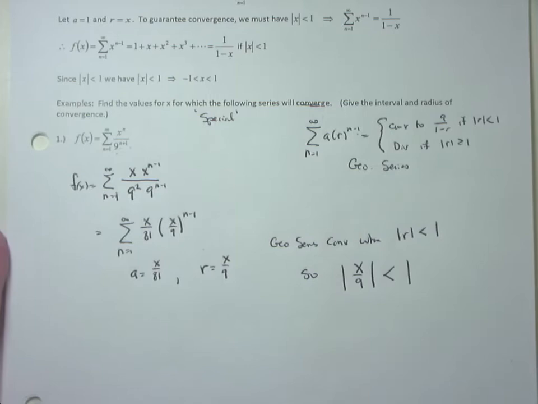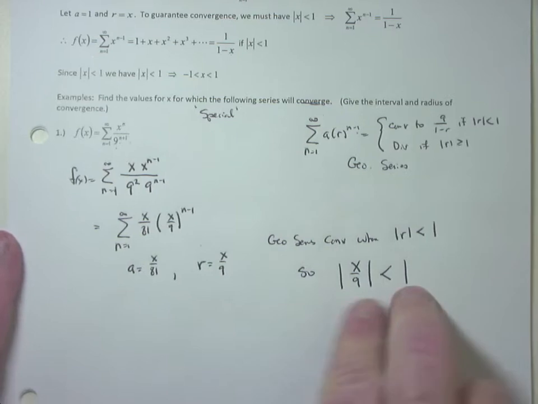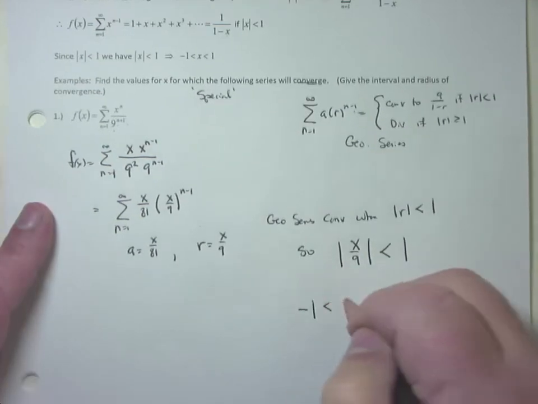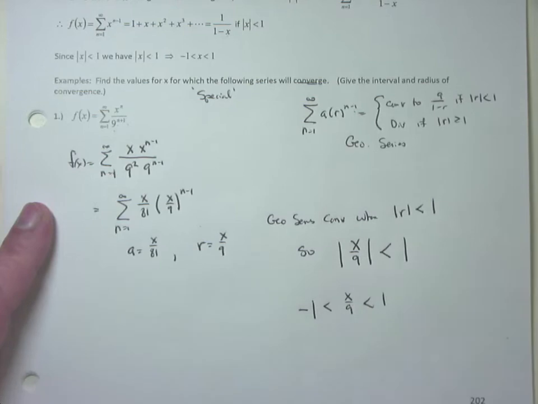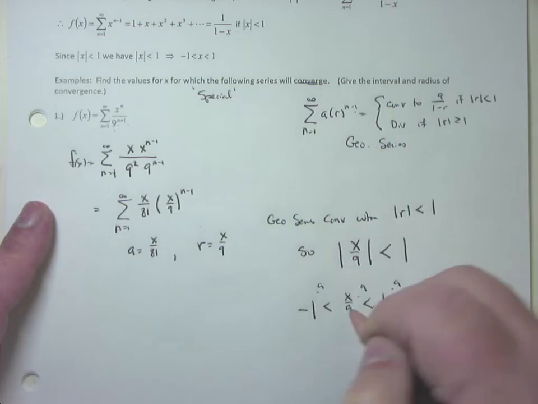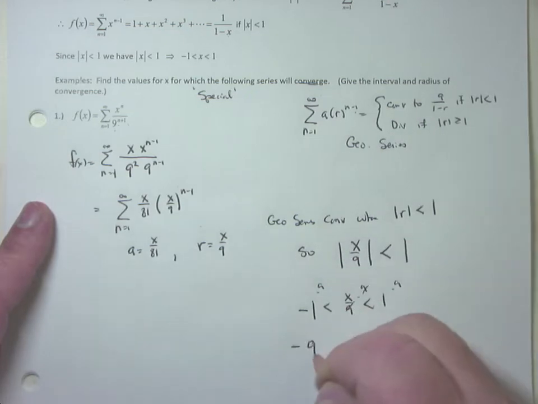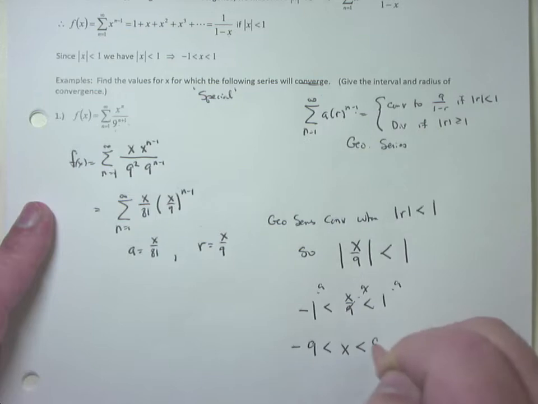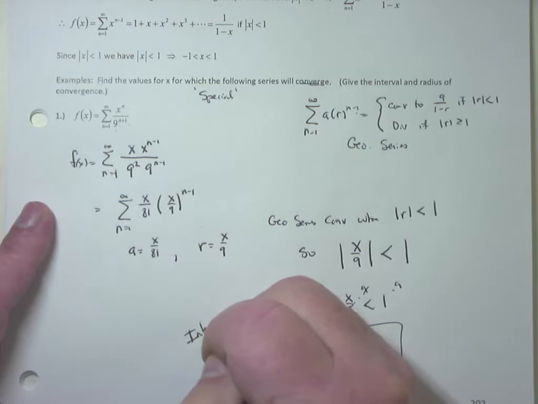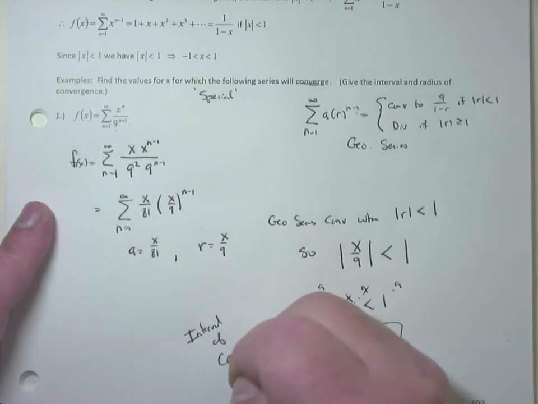Does this look familiar? Solve for x. Tell me what values of x are going to make this series converge. Well, it's an absolute value less than a number, so you did your double-sided inequality: -1 is less than x over 9, which is less than 1. Then you solve for x in the middle. Multiply by 9 on all sides. So you end up getting -9 is less than x, which is less than 9. This is the interval of convergence.